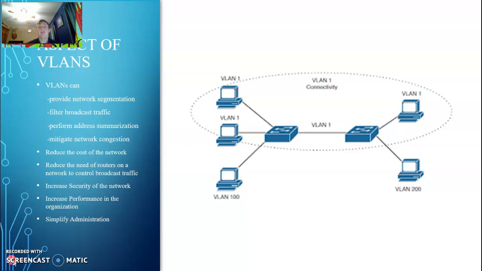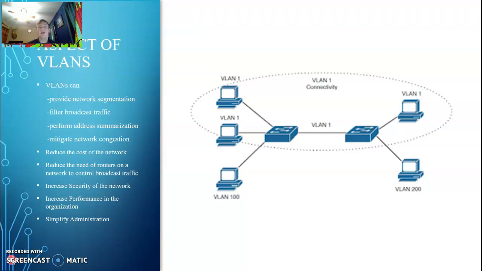The next benefit of segmenting large networks into smaller VLANs is it helps reduce the cost. Because instead of creating a routed network consisting of routers, we're able to use switches, and in the world, switches are a lot less costly than routers, which also ties into the next benefit, which is the reduced need of routers on a network, which also ties into the first benefit, which is broadcast control, because fewer routers equals less broadcast traffic.